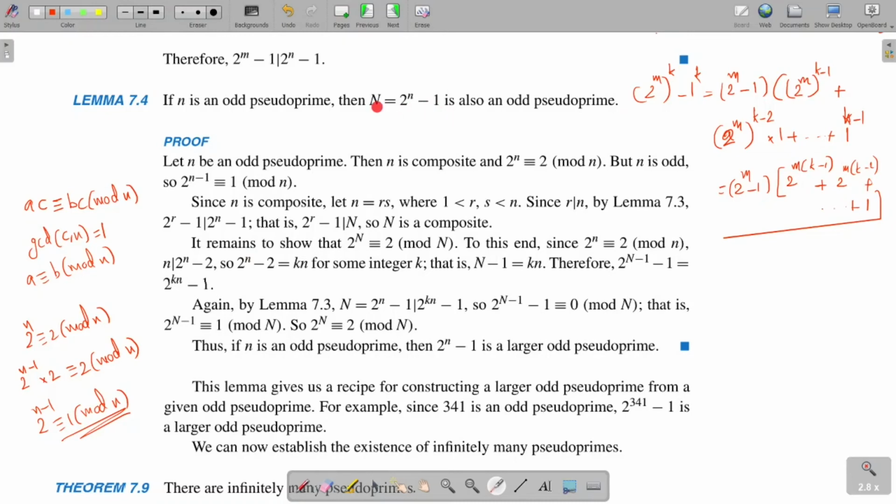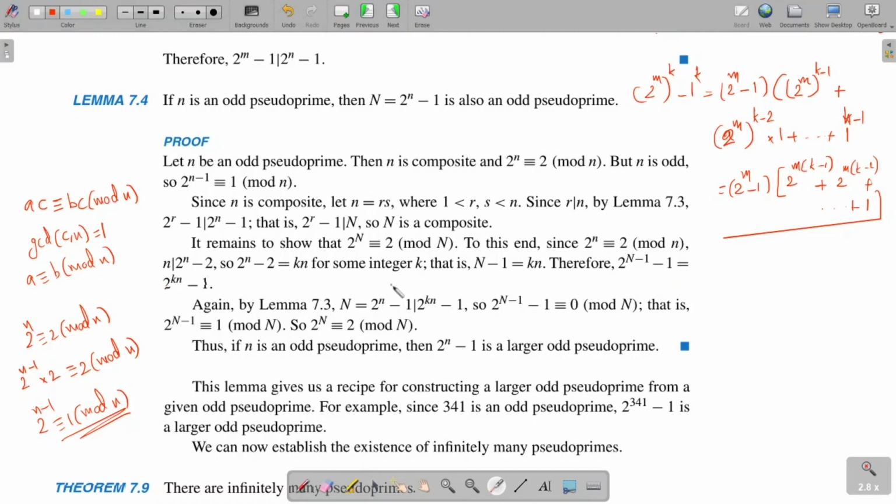That is, capital N minus 1 is what 2 raised to n minus 2 means. So here, in the place of 2 raised to n minus 2, we have capital N minus 1 equal to kn. Therefore 2 raised to capital N minus 1 equals 2 raised to kn minus 1. Since capital N minus 1 equals small k into small n, we substituted kn for the n minus 1. So 2 raised to N minus 1 is 2 raised to kn minus 1.